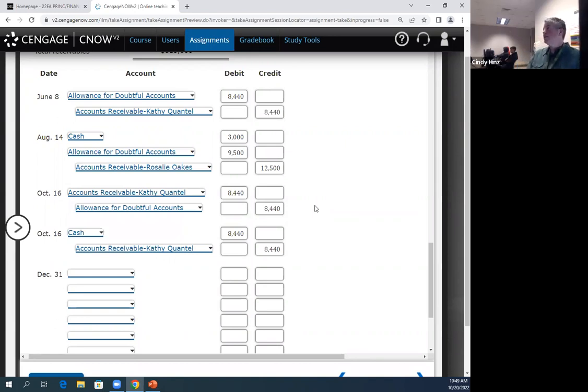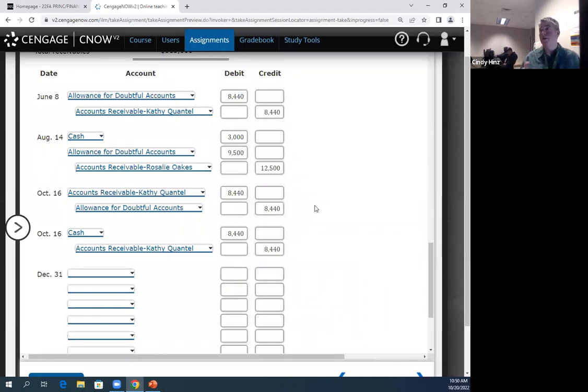Just like we discussed under the direct write-off method, that first entry on October 16th is reversing the June 8th entry. It's exactly the opposite. Where there was a debit, there's now a credit. Same accounts, different character, debit versus credit on both accounts.